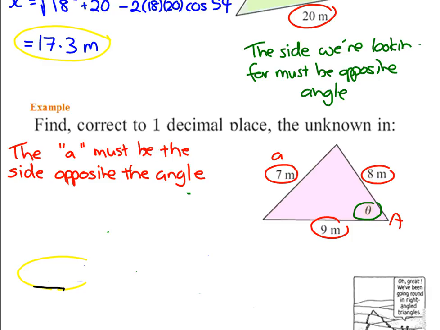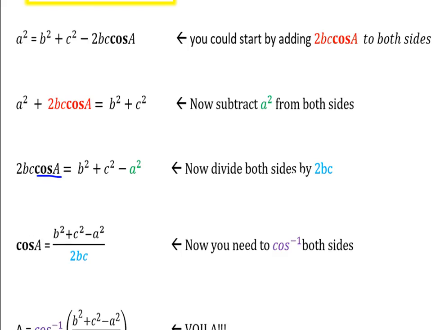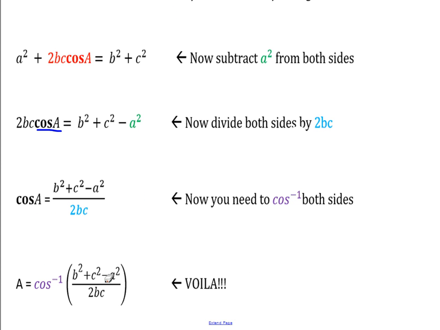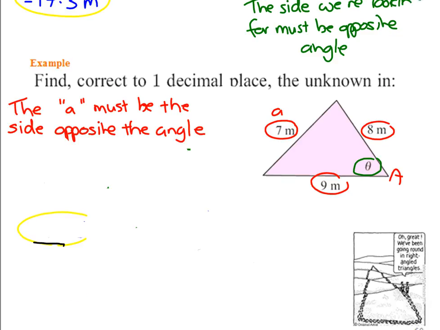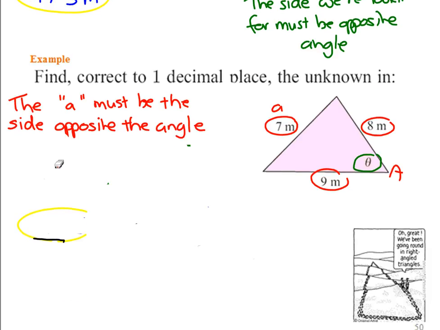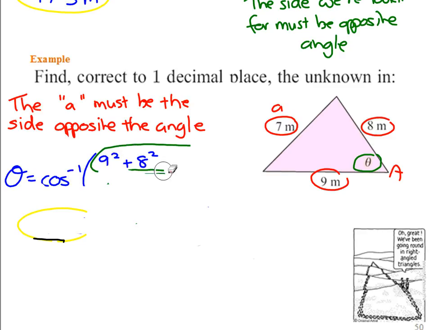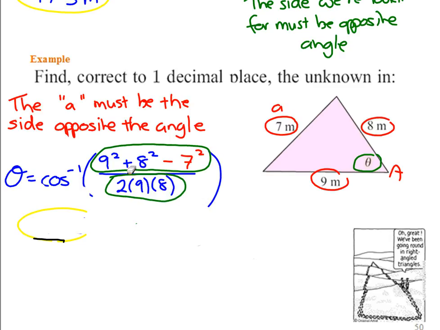So let's use the rearranged version. See if you can remember it. It's this one. It's not in your formula booklet, unfortunately, for GCSE, so you have to just remember how to rearrange it. So angle equals cos to the minus 1. And then don't forget, it's the two sides squared and added together, minus the side opposite the angle squared, the one that the A has to come at the minus part, over 2BC. So 2 times these two sides here.